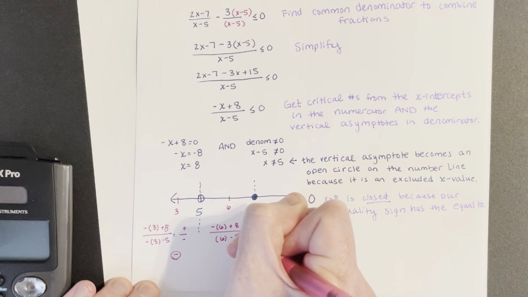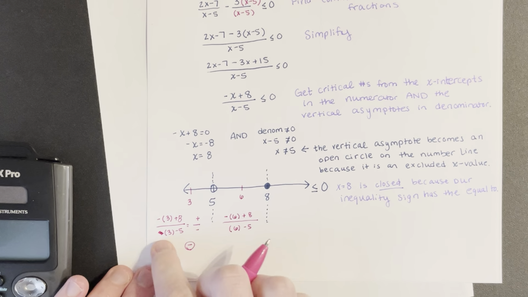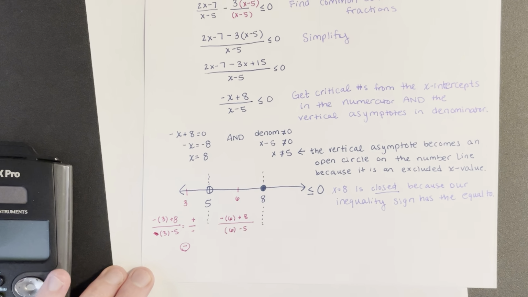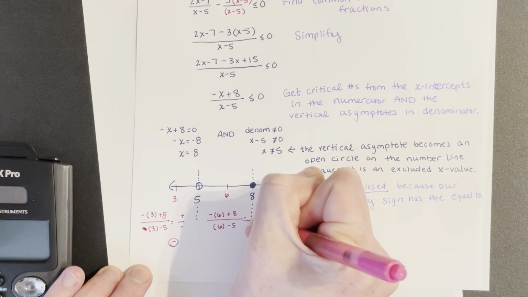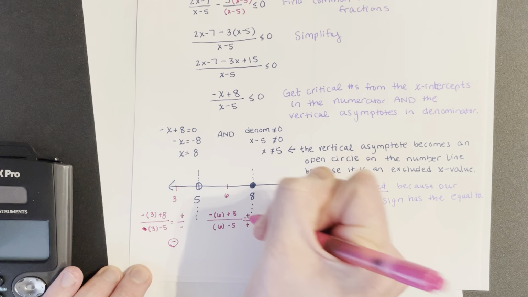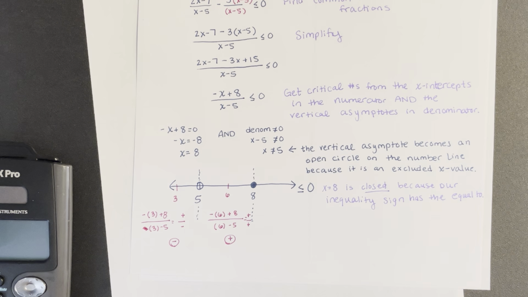6 minus 5. I just realized I'm putting negative here. That wasn't supposed to be there, but 3 minus 5 is still negative. So 6 minus 5 is positive on bottom this time, and we have a positive on top. That gives us a positive in the middle.